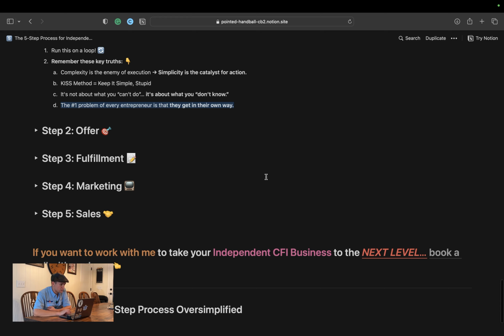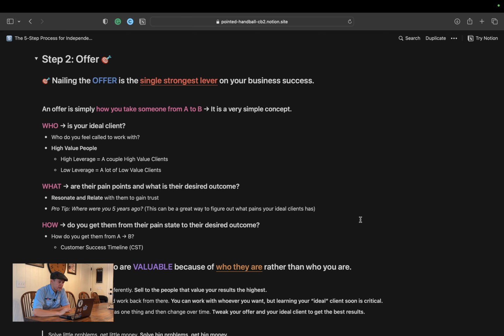So moving on to the offer. The single strongest lever on your business's success is nailing your offer. An offer really is simply how you take someone from A to B.